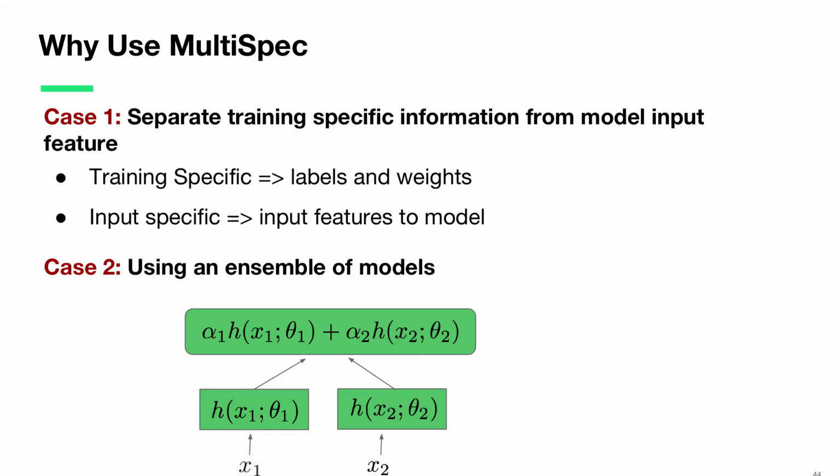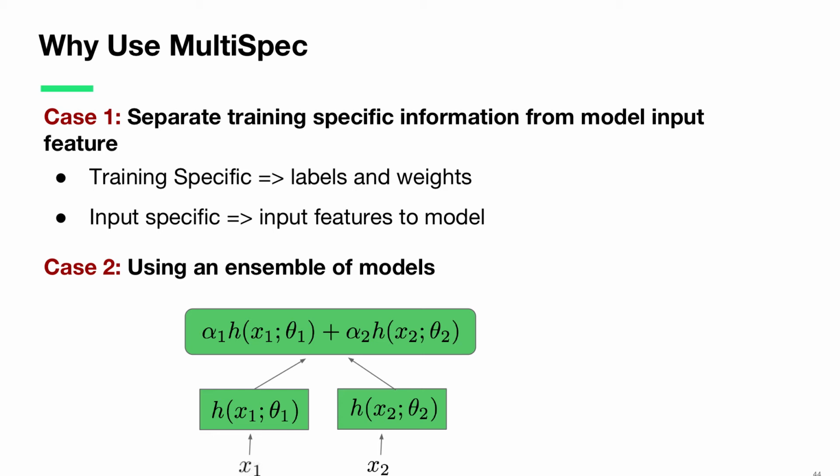But yeah, the first case for using it is that you want to be able to separate the training specific information from the model input feature. Training specific would be the labels, and you could also have something like a weight that you'd want to use, which is only specific to the training. And then you have your input specific, which are the actual input features to the model.